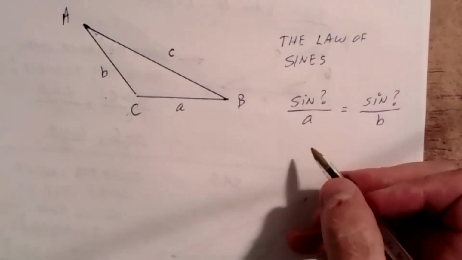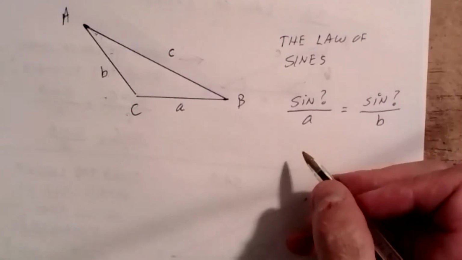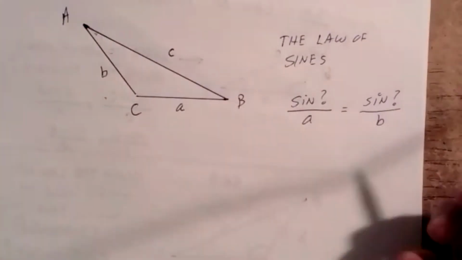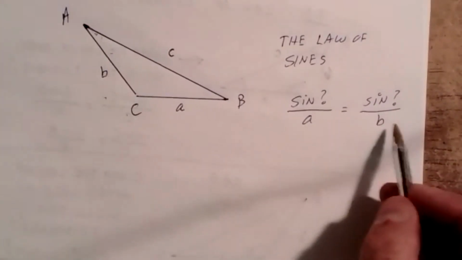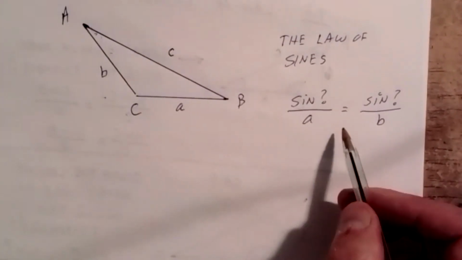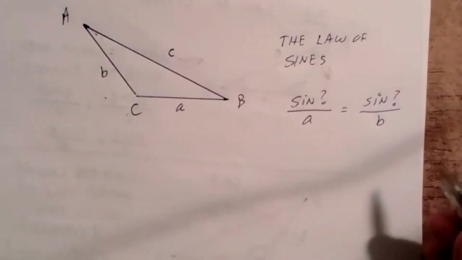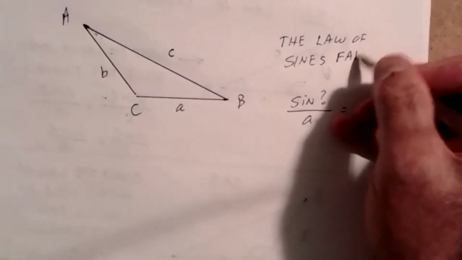We don't know the angles. We don't know any angles. You're correct. We don't know any one of these angles. Ladies and gentlemen, there's no way in the law of sines we can set up any proportion to solve for any one of these angles. The law of sines fails here.